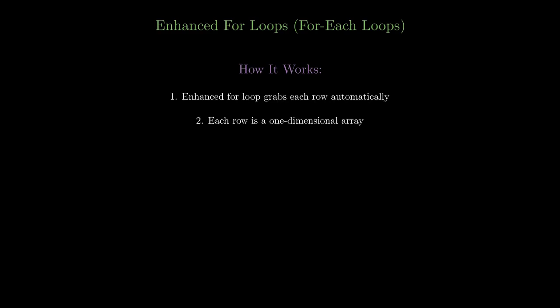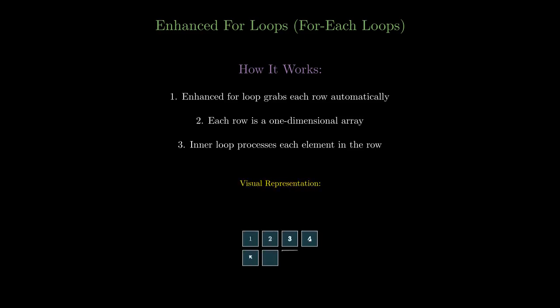Here's what's happening. The enhanced for loop automatically grabs each row from the matrix one at a time. Each row is a one-dimensional array.